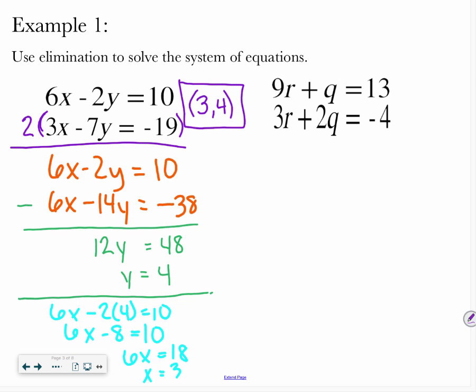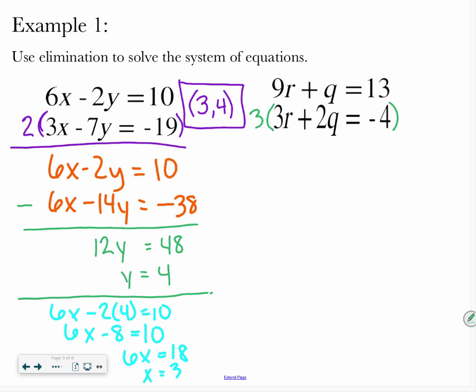Now I have to go and try the next one on my own. I have 9r plus q equals 13, 3r plus 2q equals negative 4. Again, we have 4 different coefficients, so we have to multiply in order to get something. So I could either multiply and turn my 3r into a 9r, or I can multiply the top equation and turn my q into 2q. What I'm going to do, I personally just like to change the bottom one, if possible. So I'm going to multiply by 3.